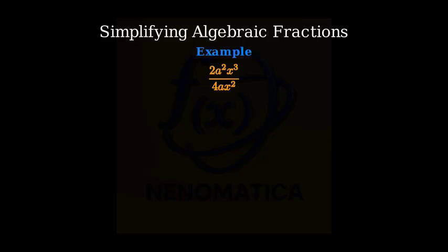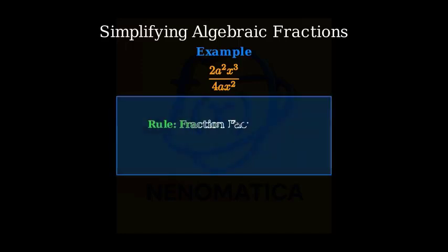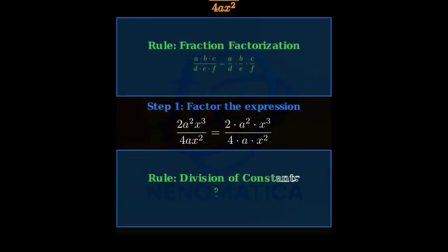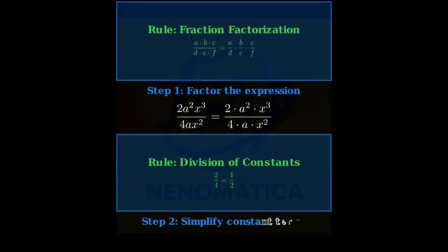To simplify this fraction, we'll use the properties of fractions and exponents. Let's first break down the numerator and denominator into their factors. First, let's simplify the constant terms. We have 2 in the numerator and 4 in the denominator. We know that 2 divided by 4 equals 1/2.